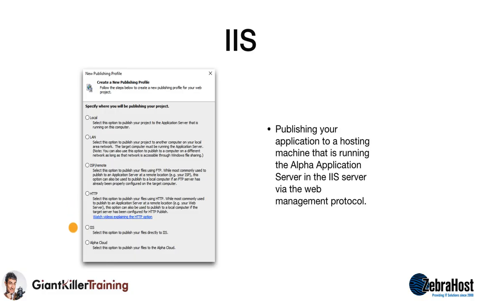Now, another option is also called IIS. And this is a situation where you have the Alpha application server running on an IIS server. And there's a very specific way IIS uses to run applications and to actually install applications on that IIS server. And we're just piggybacking on top of that. So therefore, when you connect and deploy to IIS, it's a much different animal than ISP remote or HTTP. And we're not going to cover that in that course, but future courses are going to go into detail on how you can do that and how you can set it up and be successful at that.